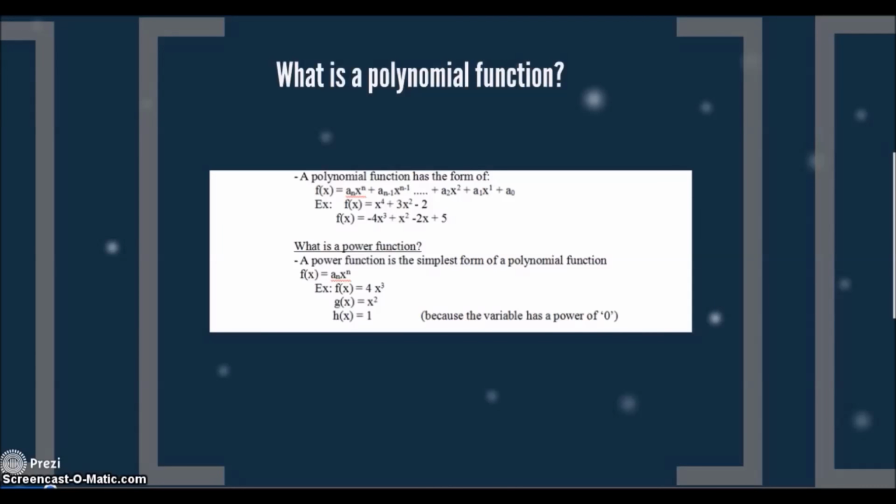And what is a power function? A power function is the simplest form of a polynomial function, which is f(x) equals ax^n. Such examples can be 4x^3, x^2, and h(x) equals 1. However, h(x) equals 1 is a power function, even though a lot of people get confused by it, because it has a variable whose power is 0, and anything to the power 0 is equal to 1.